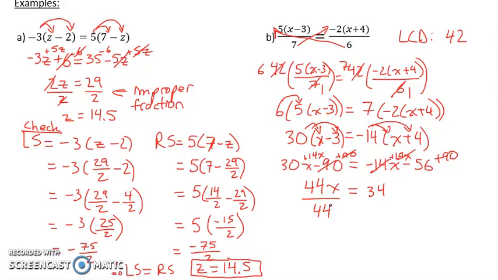Now I want to isolate the variable. So I'm going to divide by the term in front of the x, which is 44. And so I get x is equal to 34 over 44.